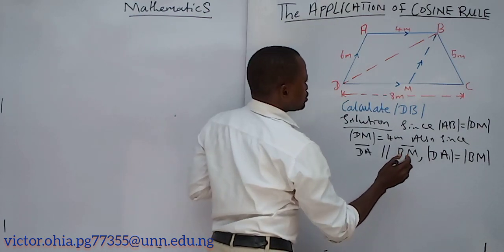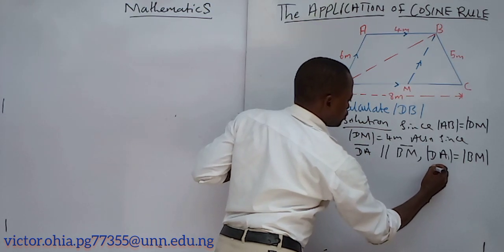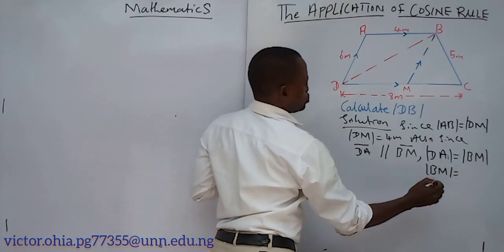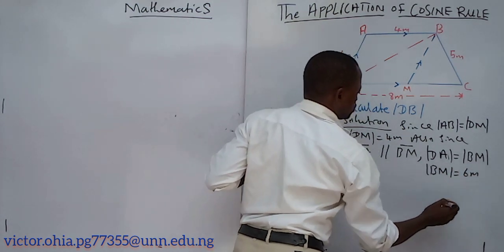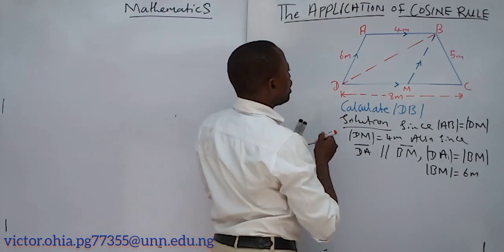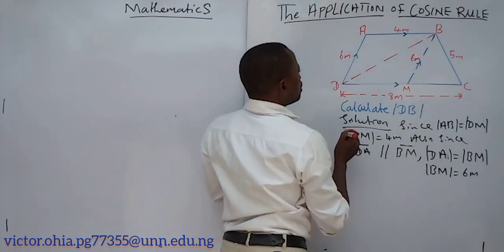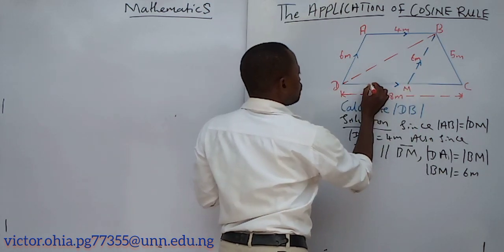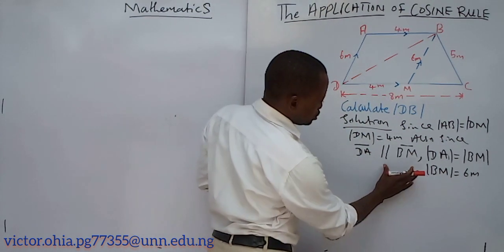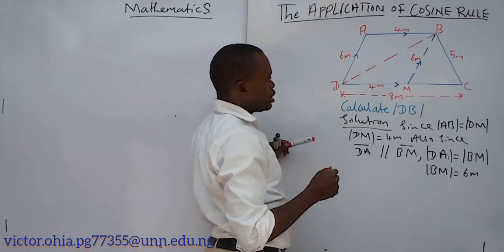It then means that this BM, which is not given, BM will be equal to 6 meters. So if we put them in position, this place will be 6 meters, and here to here will be 4 meters. We have to bring out these additional pieces of information to help us know where we can start from. I'm sure that is clear.